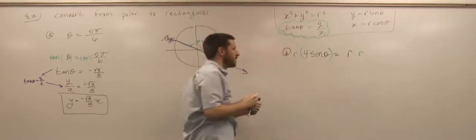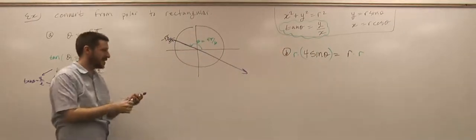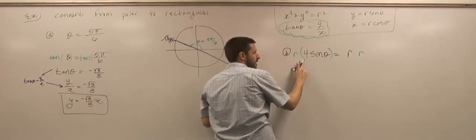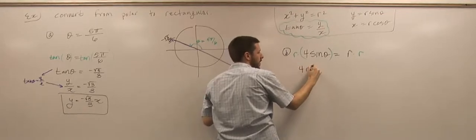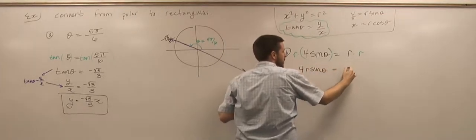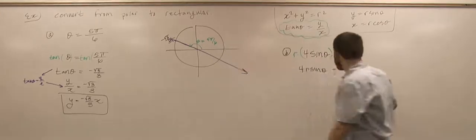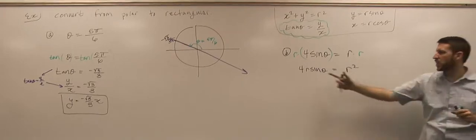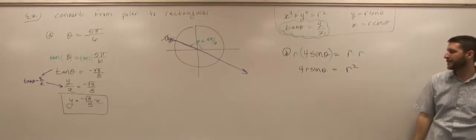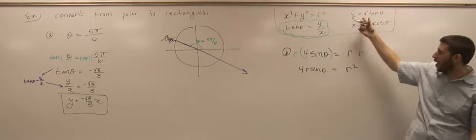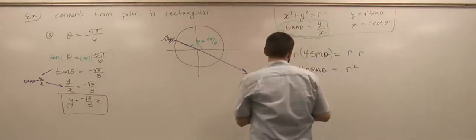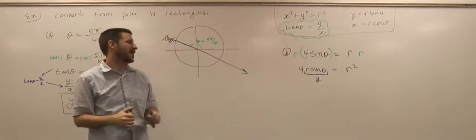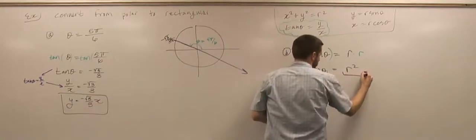You don't have an r? Too bad, I'll give you an r. Take that r. So you put r on both sides, multiplication. On this side, it'll be 4r sine theta. On this side, it'll be r squared. And both of these I can replace. What's r sine theta? y. That's exactly y. So this guy will become y. And what's r squared? x squared plus y squared.